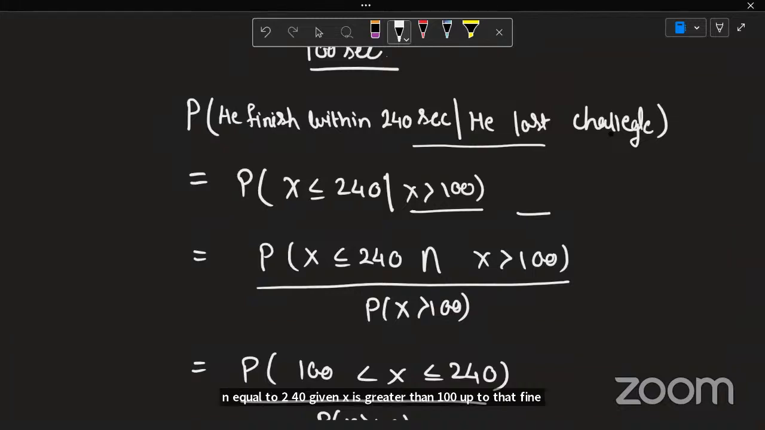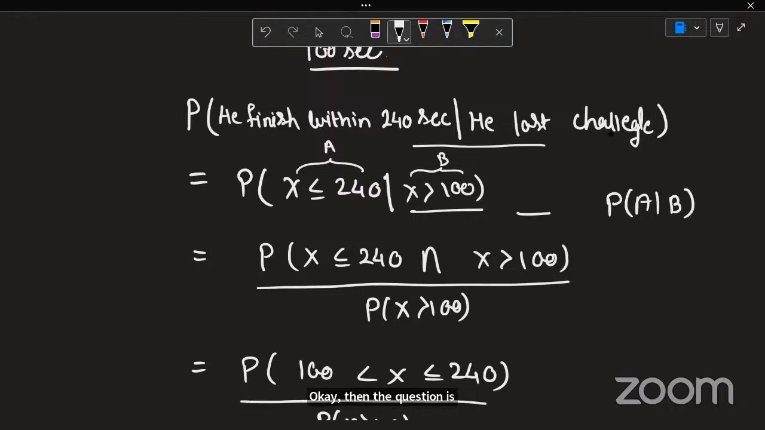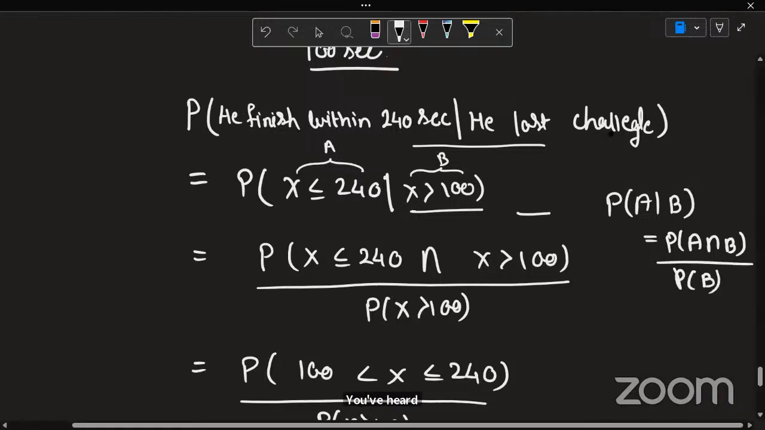See, so just take this part as A and this part as B. Then the question is about the probability of A given B. This one is A intersection B divided by the probability of B. The same thing I have written: x less than or equal to 240 and x greater than 100. Up to that, fine, ma'am. So, ma'am, this is 100 to 240, right?